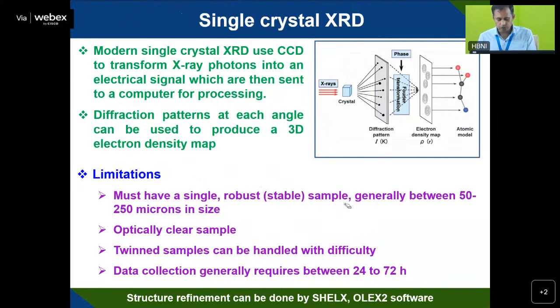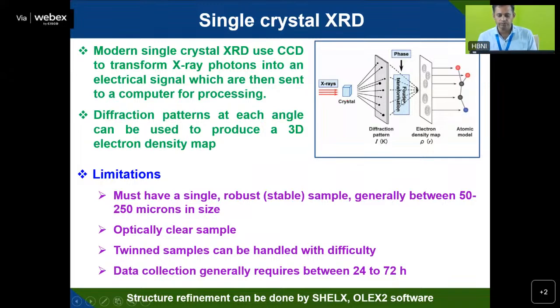And then in single crystal XRD, nowadays modern single crystal studies use CCDs. Earlier, photographic films were used to record the X-ray diffraction pattern. But nowadays, charge coupled detectors are used to transform X-ray photons into electrical signals that are sent to a computer for processing. If you see here, you have a single crystal, and then X-ray is falling, and then you will get the diffraction pattern.